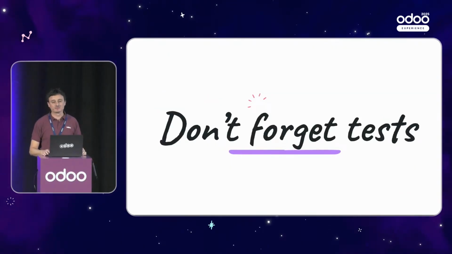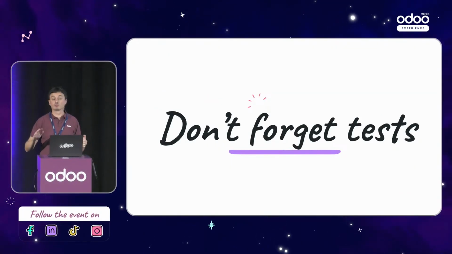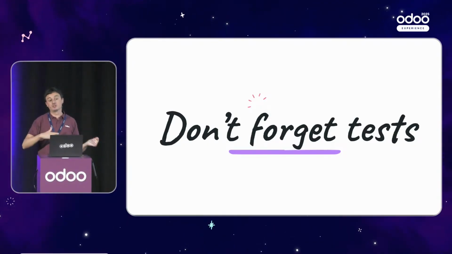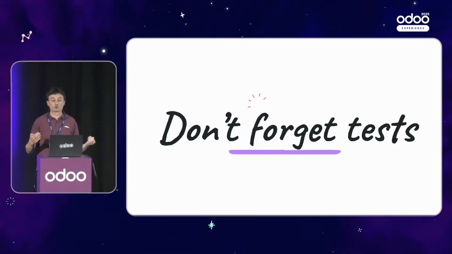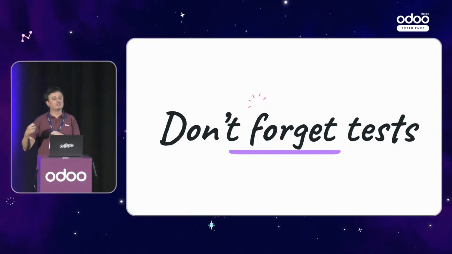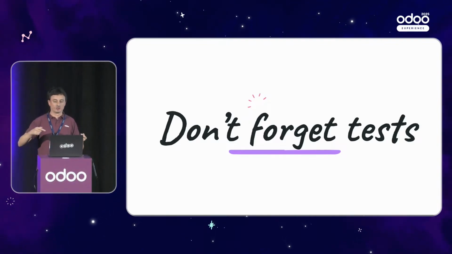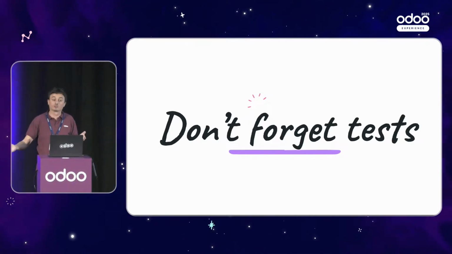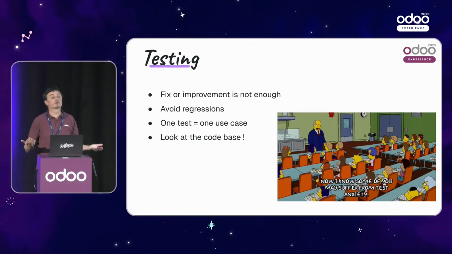Don't forget tests, because you will push some code, the CI will run, and your runbot can be green or red. But it's not enough to have a green runbot. If you fix a bug, you need to make sure that it will not come back in a few months or in a few years. You need to make sure that there is no regression and the bad behavior cannot come back later. That's why we need to introduce tests.